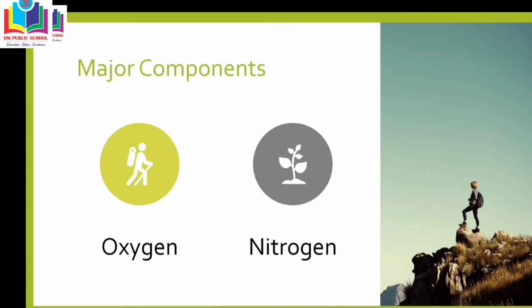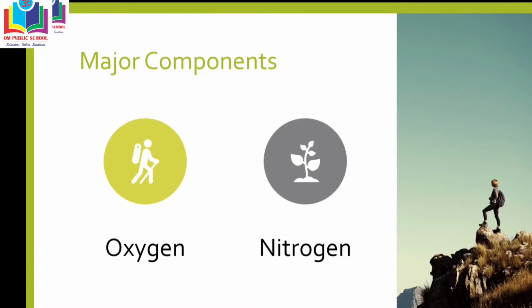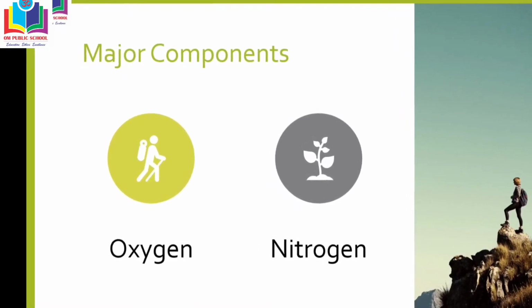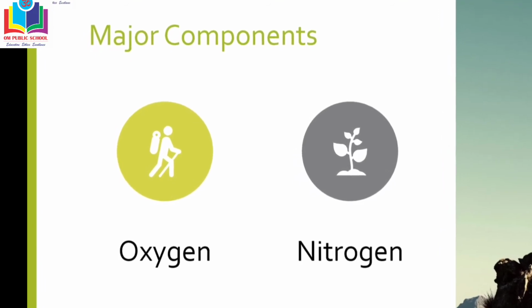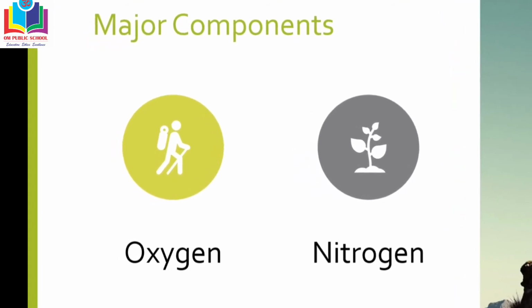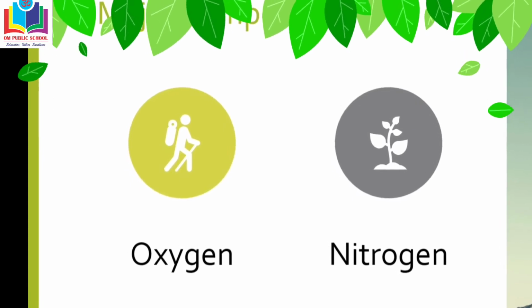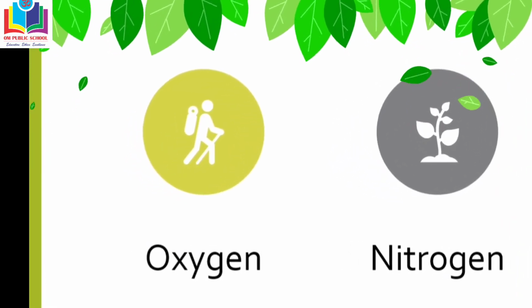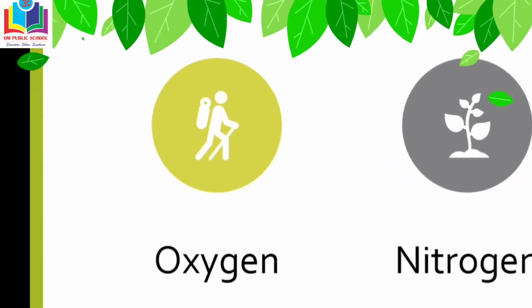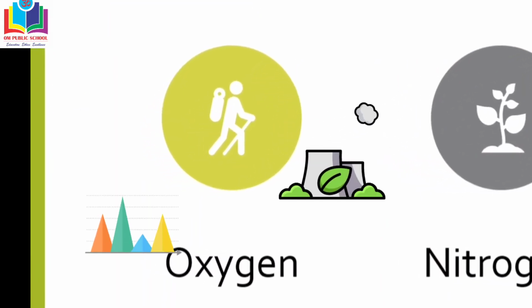Now let's learn a few things about oxygen. Oxygen is the second most plentiful gas in the air. Humans and animals take oxygen from the air as they breathe. Green plants produce oxygen during photosynthesis. Cutting of trees disturbs the balance of oxygen in the atmosphere.